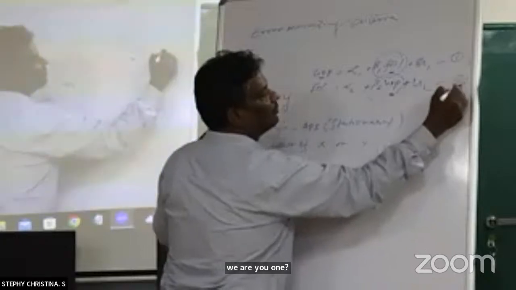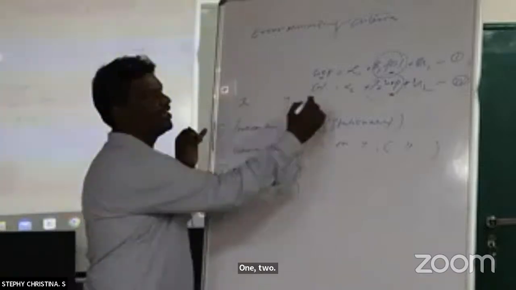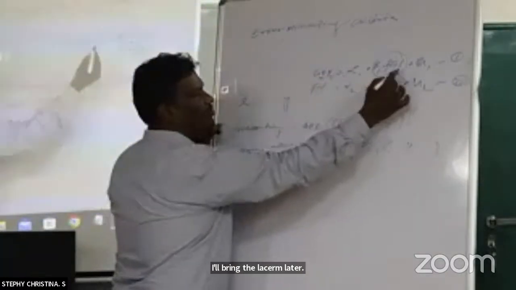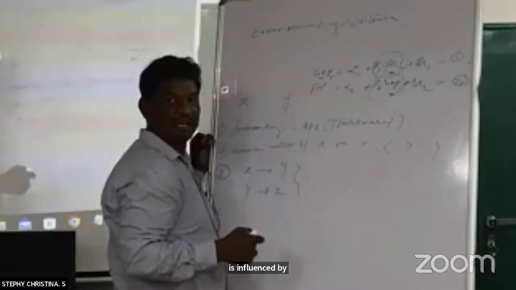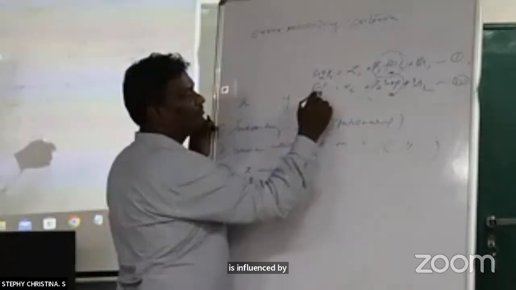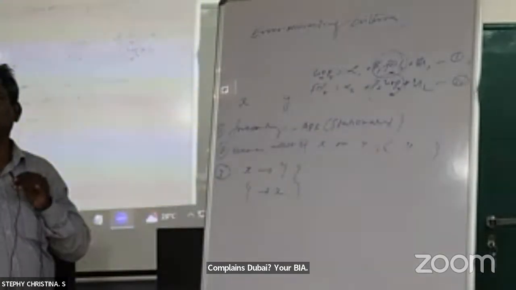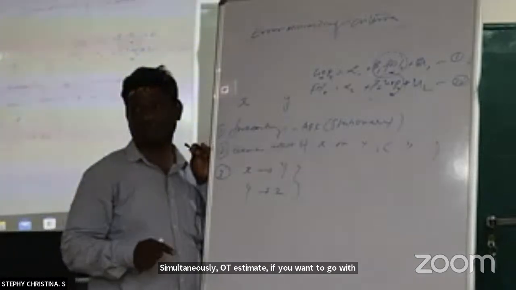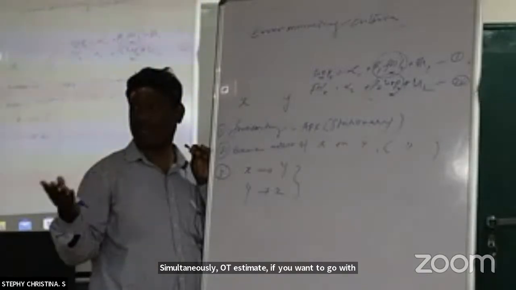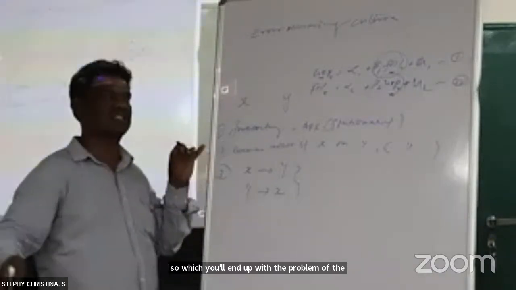I'll bring the lag term later. So GDP is influenced by FDI, and the FDI of T is influenced by GDP. Simultaneously, you have to estimate. If you want to go with only one equation, you will end up with the problem of endogeneity, with specification error, which is specification bias.